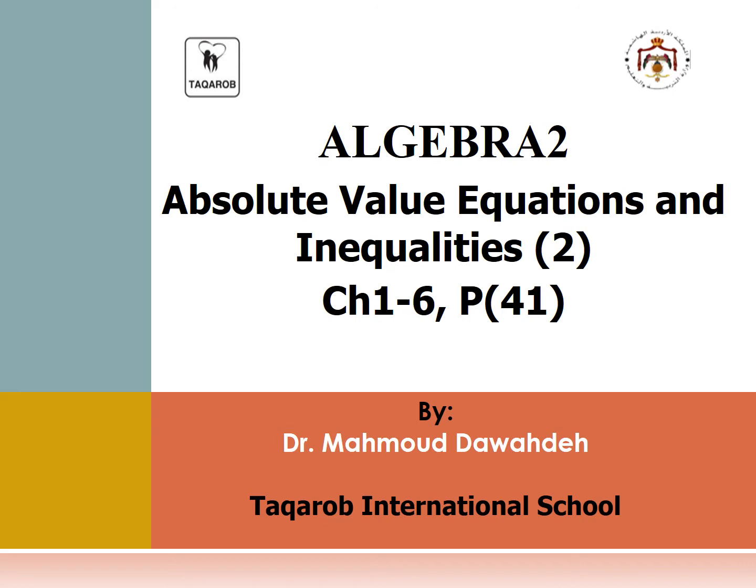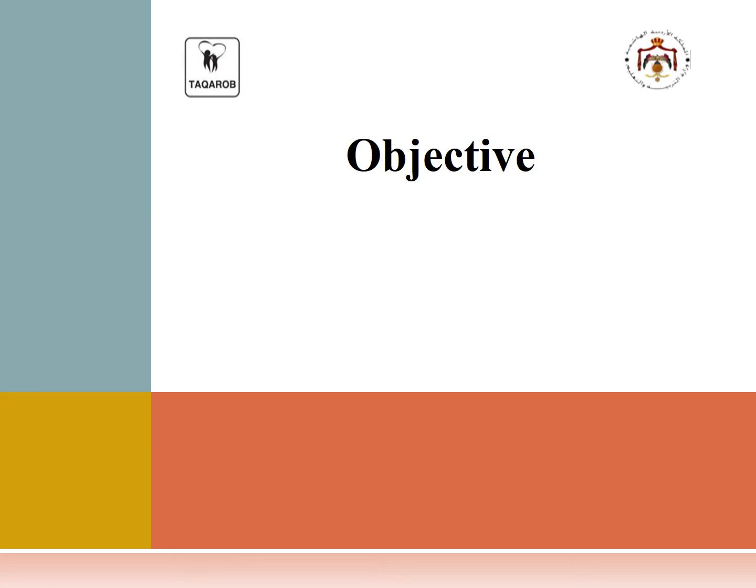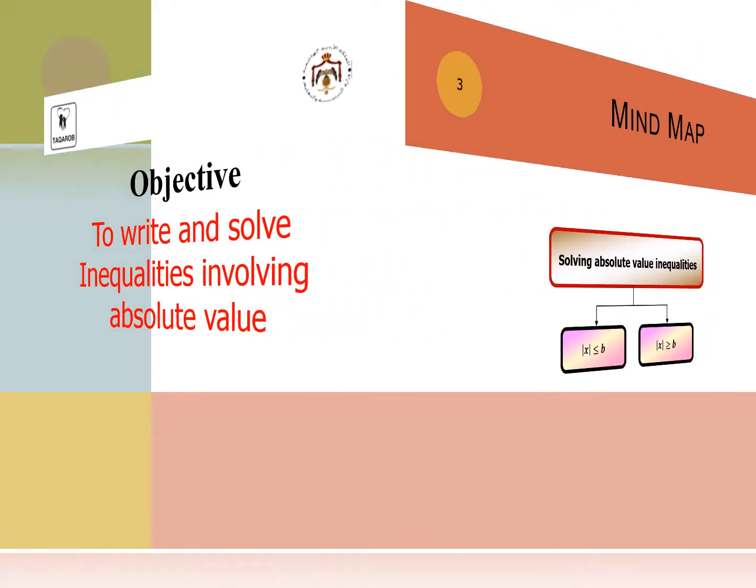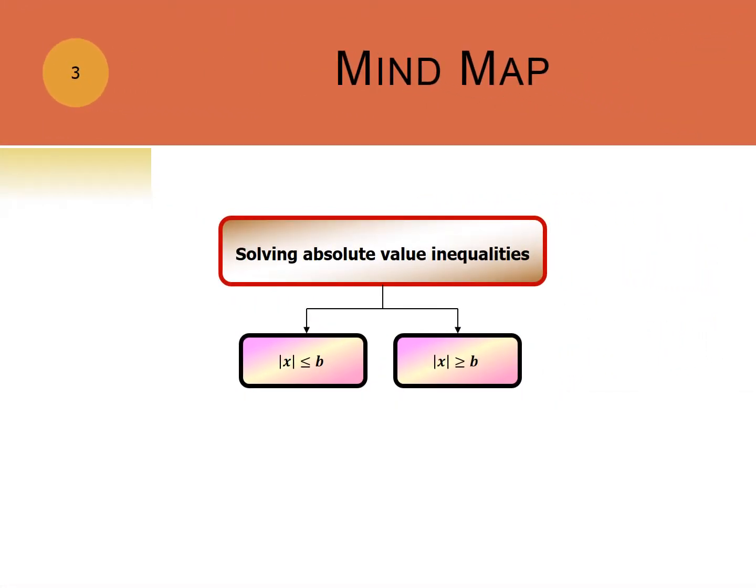Welcome again to Algebra 2 and the second part of the lesson, absolute value equations and inequalities. The objective is to write and solve inequalities involving absolute value. This lesson is divided into two parts: to find the absolute value of x when it's less than or equal to b, or when the absolute value of x is greater than or equal to b.